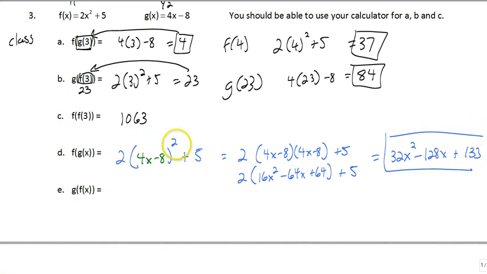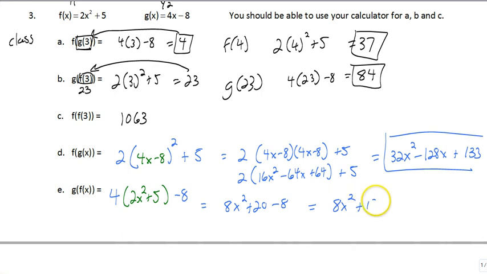Let's do g of f of x. This one's a little bit easier. So now my g is my outside one. So I'm doing 4 times the inside, which is 2x squared plus 5, and then minus 8. So you get 8x squared plus 20 minus 8, or 8x squared plus 12. And that's your final answer for g of f of x. So that is how you do those composites.